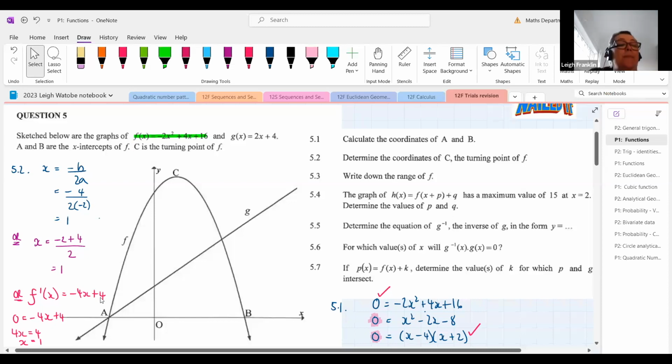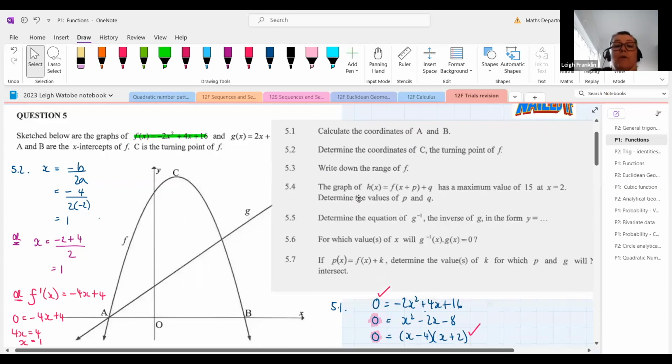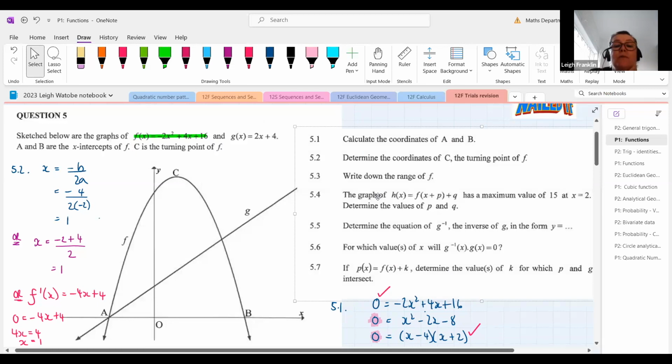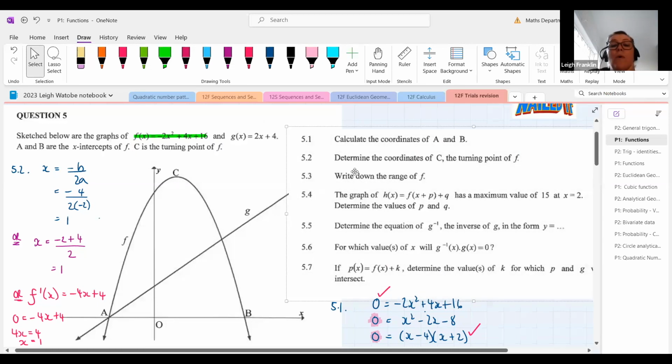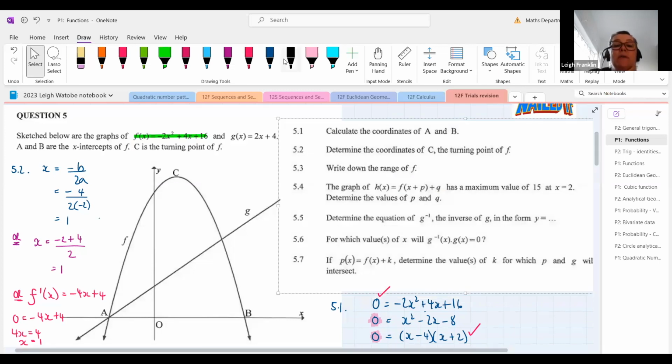Okay, is everybody happy with 5.1 and 5.2? Oh, it's only out of 2 marks as well, so that must be 1 mark on the X and 1 mark on the Y. That's not very many marks, but all good. All right, lovely.